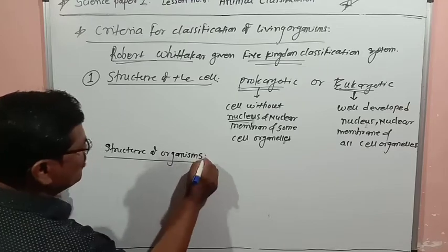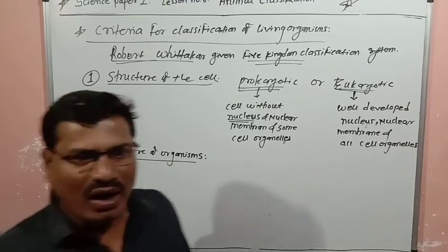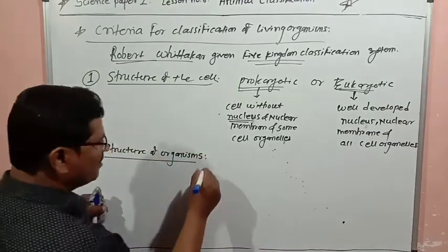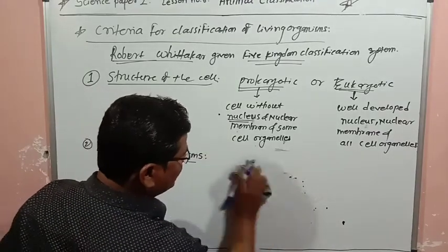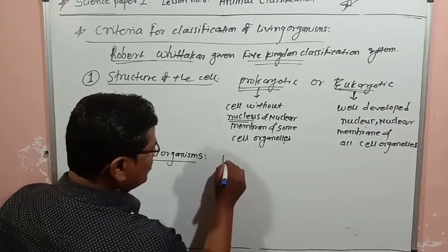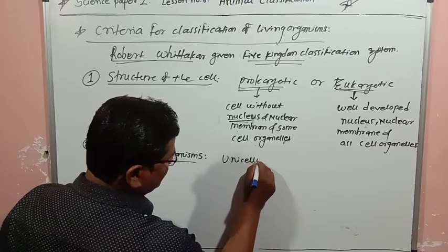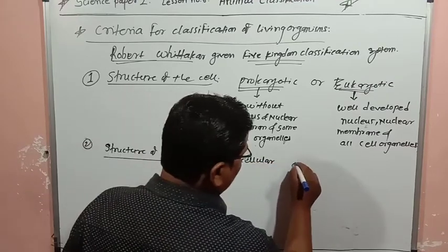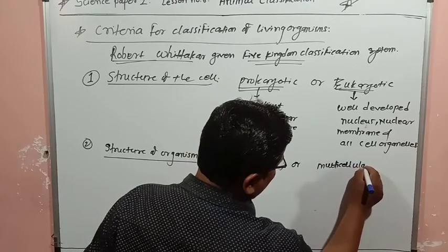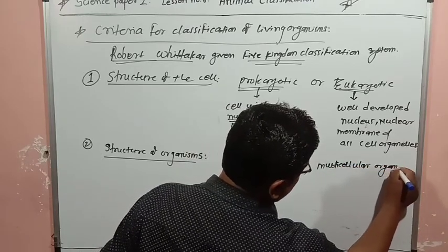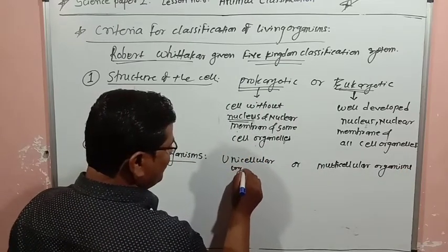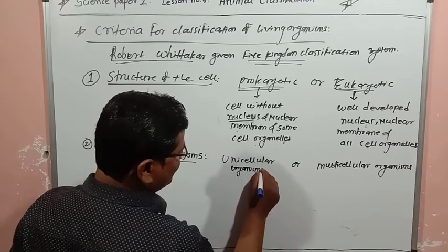Now in the structure of organism, either that organism is unicellular or multicellular. So how are these classified? Unicellular organisms may be there, or multicellular organisms may be there.